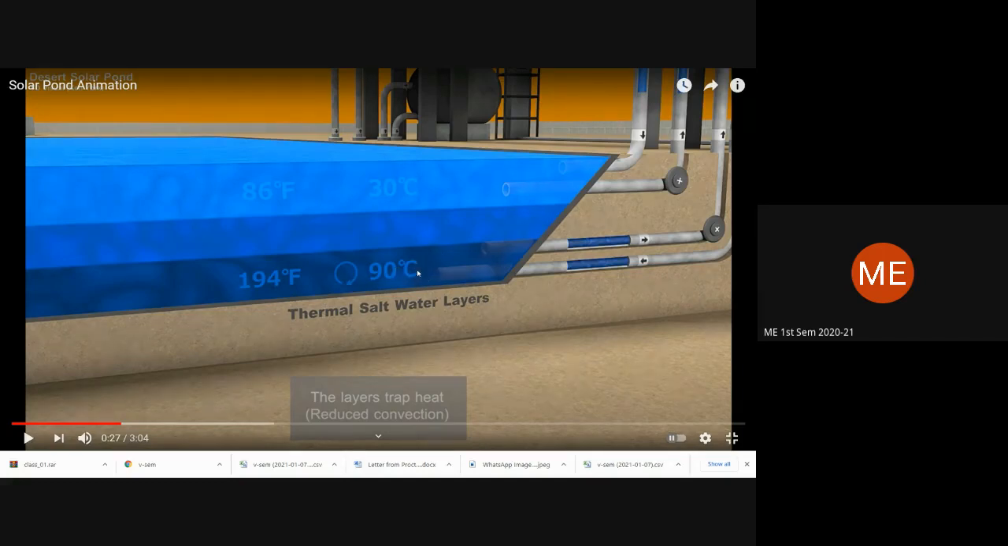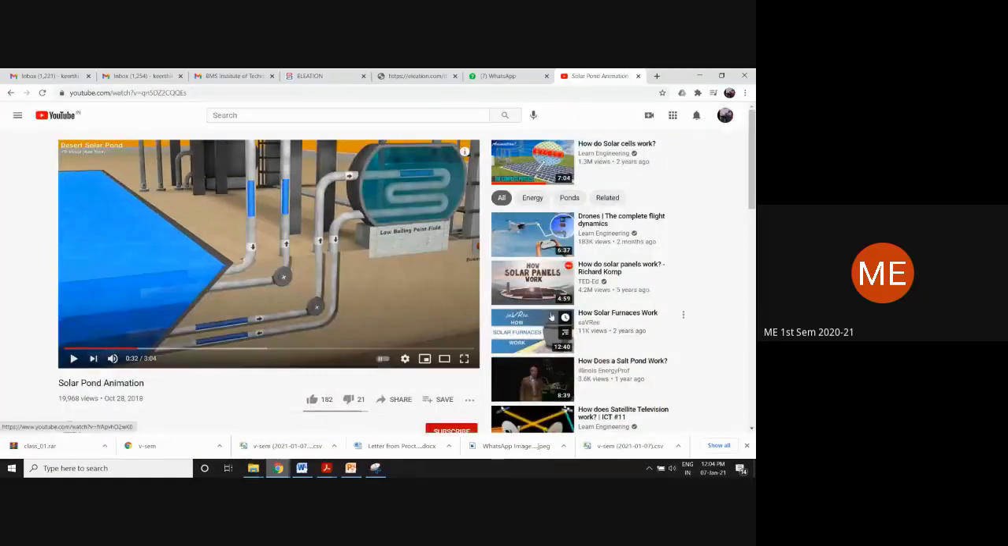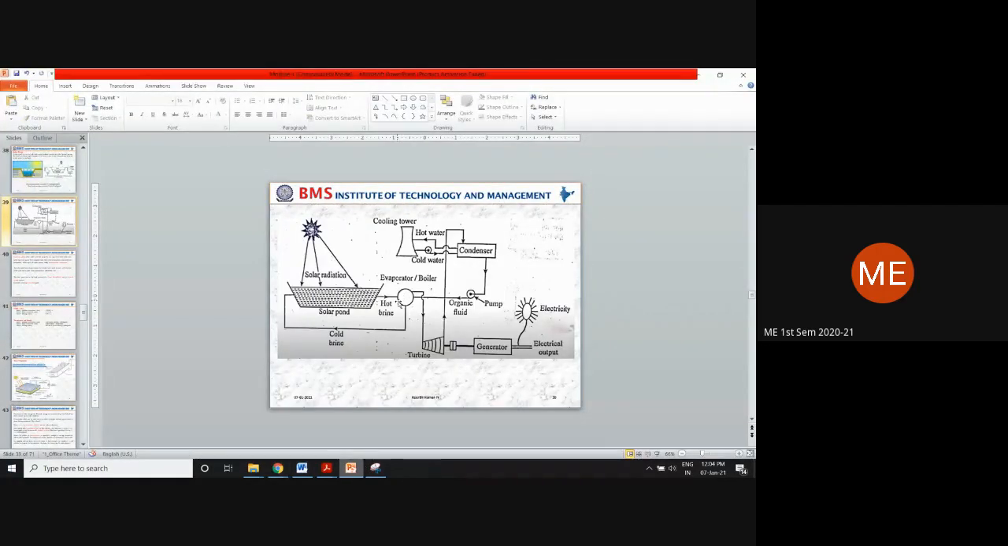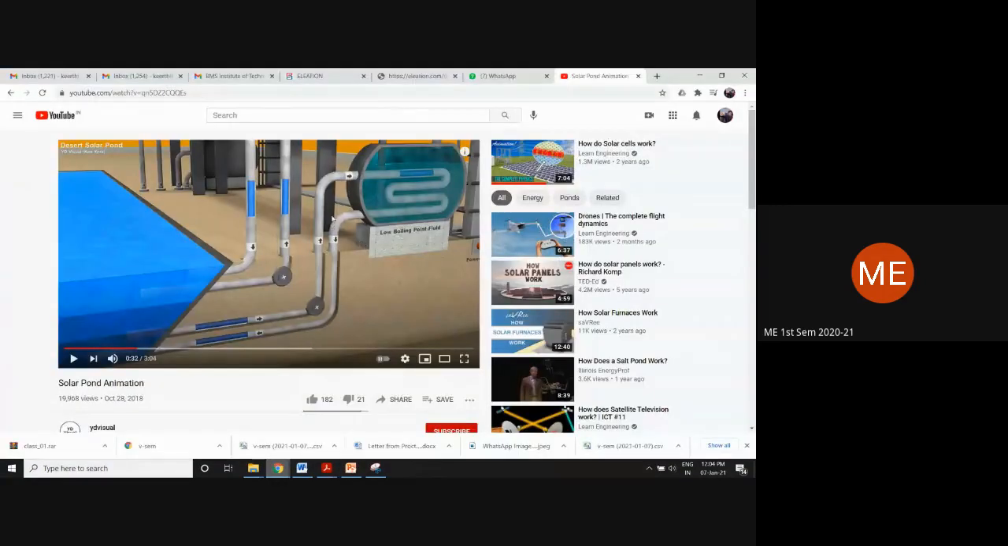As the temperature increases at the bottom, the fluid rises, so the upper portion will have a higher temperature. That high temperature fluid passes through this tube. Can you see the direction here? It will pass through this tube and enter this chamber. What is the name of the chamber? The name of the chamber is evaporator or boiler. This is the chamber; the salty water enters, high temperature salt water enters.